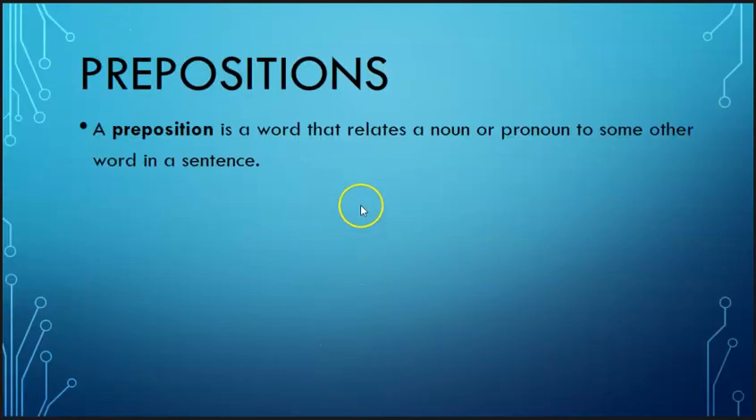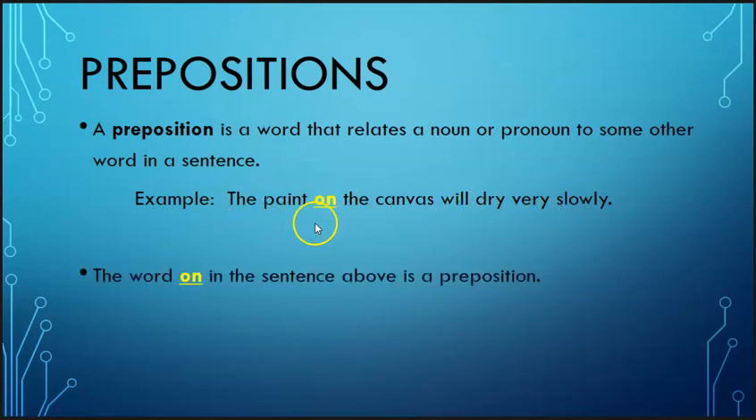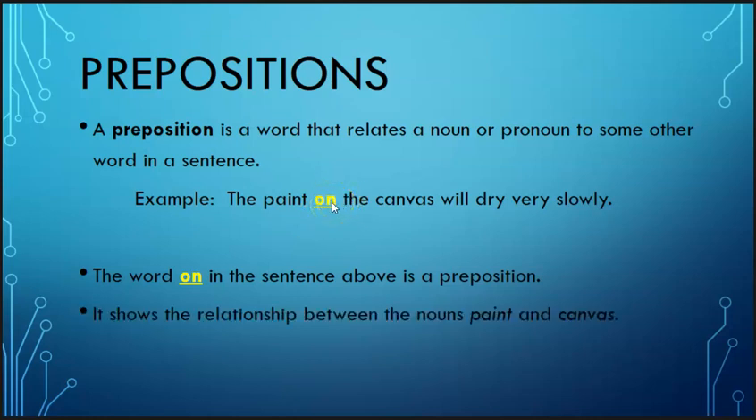So a preposition is a word that relates a noun or pronoun to some other word in the sentence. For example, the paint on the canvas will dry very slowly. In this sentence, on is our preposition, and it's creating a relationship between paint and canvas. It tells us how these two things are related. The paint is on the canvas.